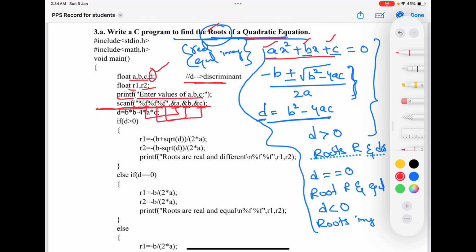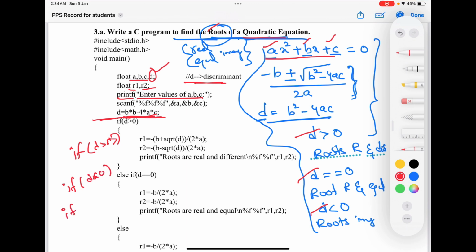After that, we calculate the discriminant value. What is the discriminant value? d is equal to b square minus 4ac. b square is written as b into b, and 4ac is written as 4 into a into c. When you have three different cases, you can use simple if statements: if d greater than 0, what is the process of finding the roots? If d less than 0, what is the process? If d equal to 0.